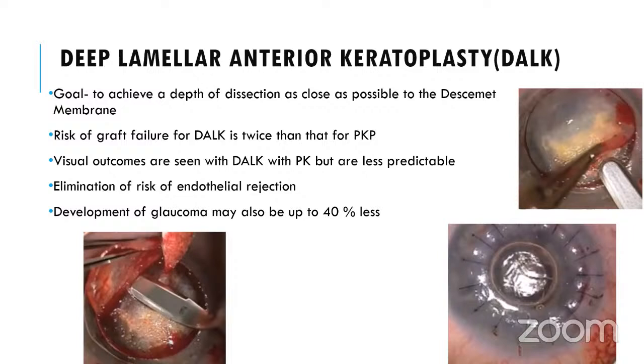In keratoconus, less with 30 years. Okay. Visual outcomes are seen with DALK, as with PK, but are less predictable. Elimination of risk for endothelial rejection is less. And development of glaucoma may also be up to 40% or less.